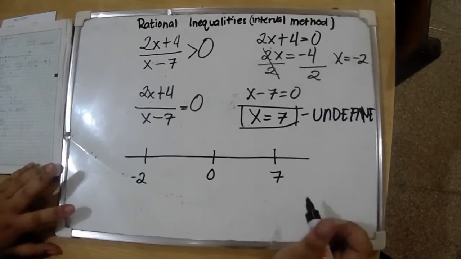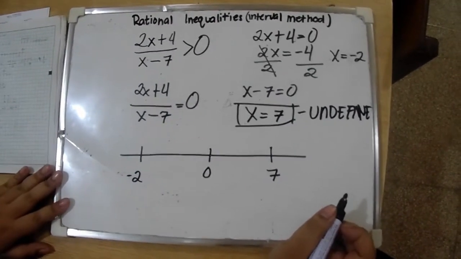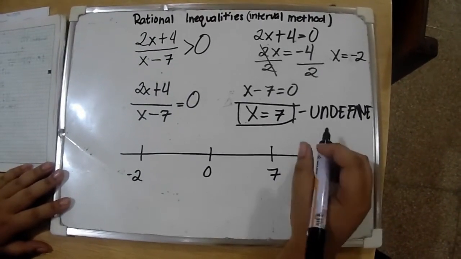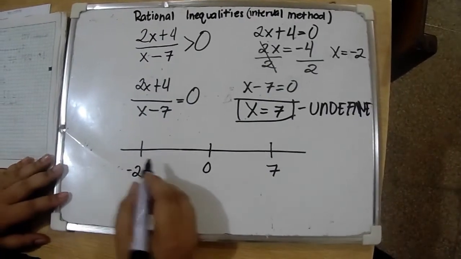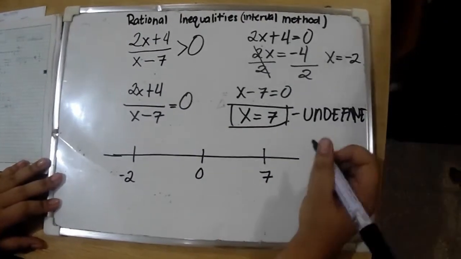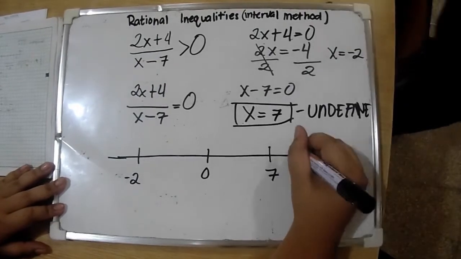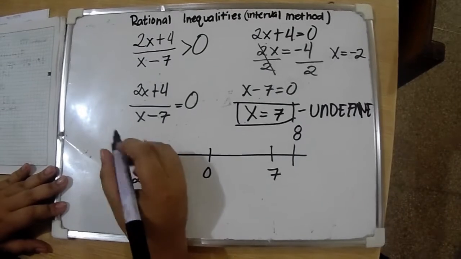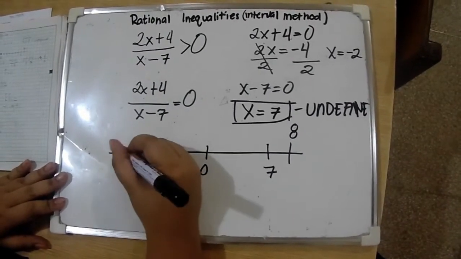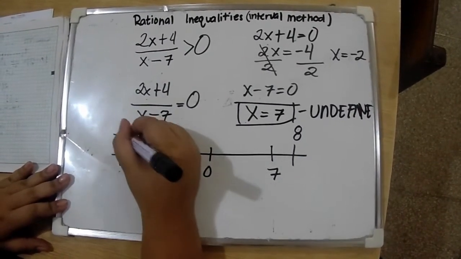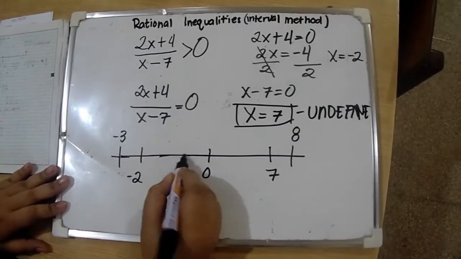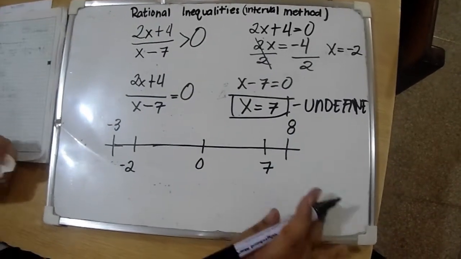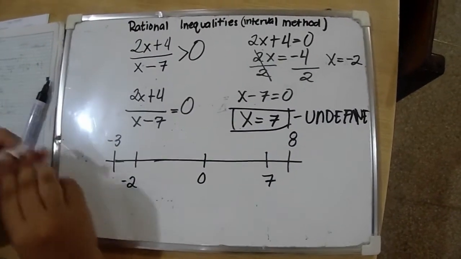So here, when you are making a number line, choose a number on the right side for the positive and the left side for the negative side. So on the right side, we're going to plot 8. And here, on the negative side, we're going to use negative 3. So now, for this, we are going to substitute the value to x.